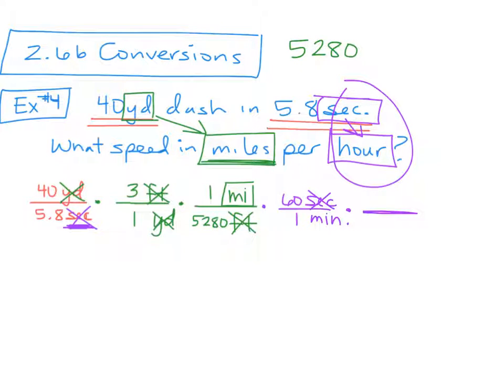Where am I putting minutes? On the top. We want to cancel it out because we have minutes on the bottom. And we're going to convert it to hours. Okay? So the minutes go away. How many minutes for how many hours? 60 minutes is 1 hour.